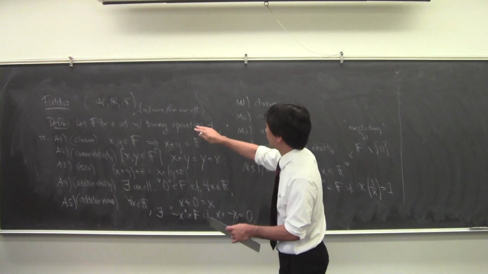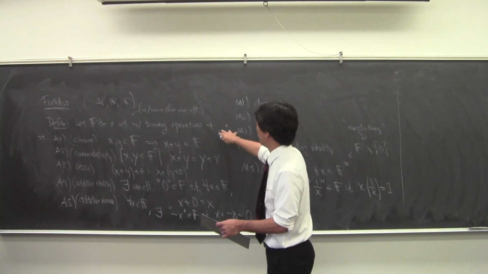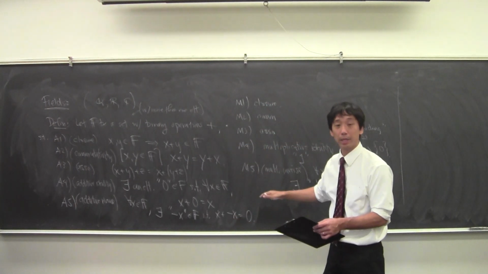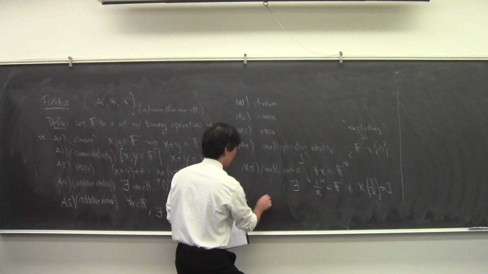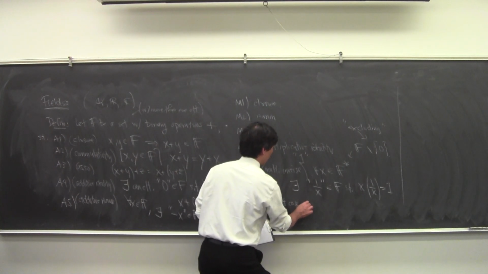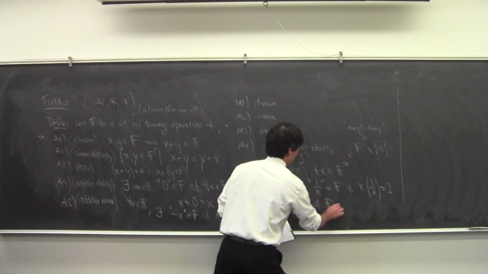So let F be a set with binary operations that satisfy all this. In that case, we call F a field.